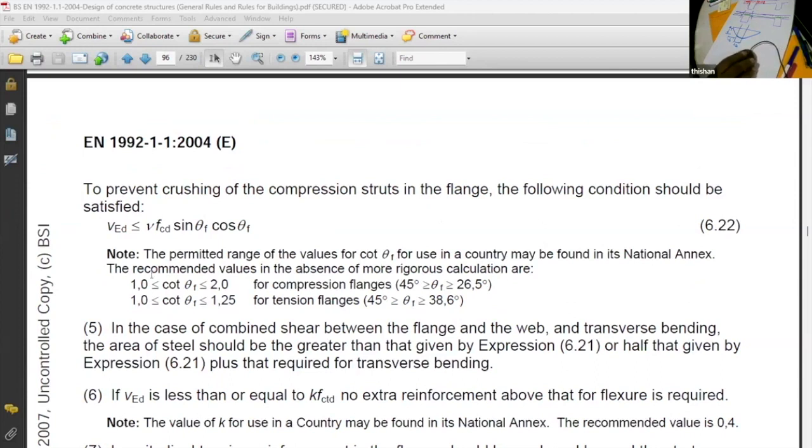So here you can see cot theta varies from 1 to 2.0. Can you remember earlier it was 2.5? Now it is 2, right? Earlier the angle was 22 to 45. Yes. But for this particular shear, it is 26.5 to 45.